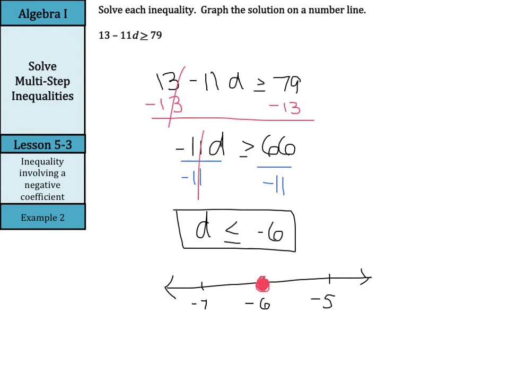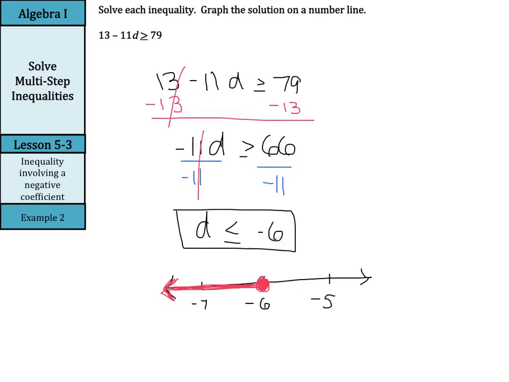Now, which direction is this inequality going into? Test. Is negative 7 less than or equal to negative 6? Yes. So you can shade it in that direction. And is negative 5 less than or equal to negative 6? No, so that's why we don't shade it there.